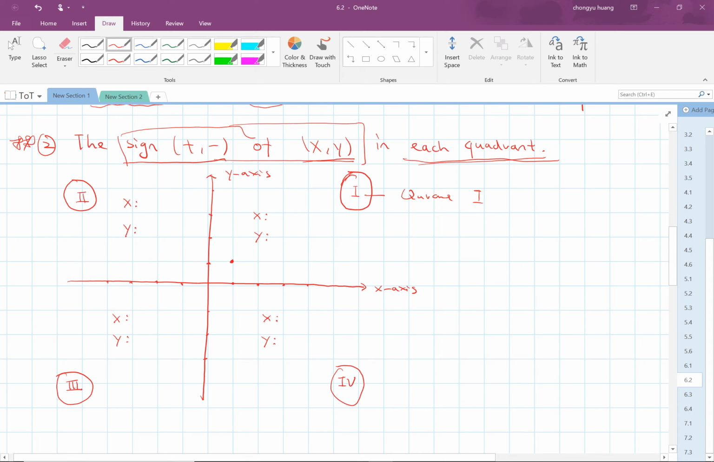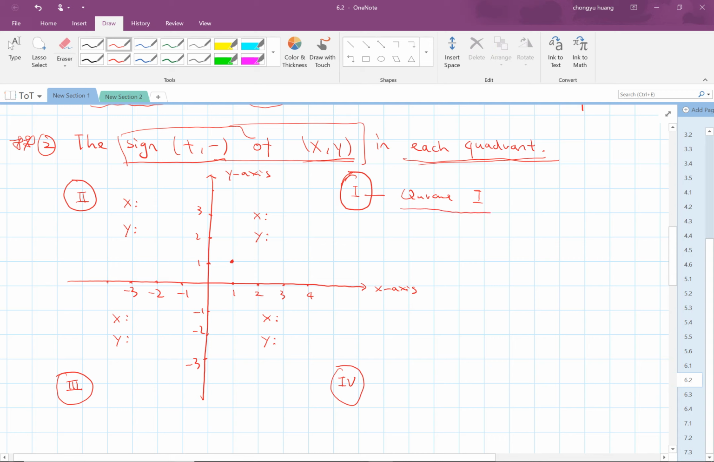I've already put a point over here. Before we talk about the sign, let me label a little bit, it will be faster. -1, -2, and -3, and then -1, -2, and -3. So let's talk about the sign in quadrant 1.